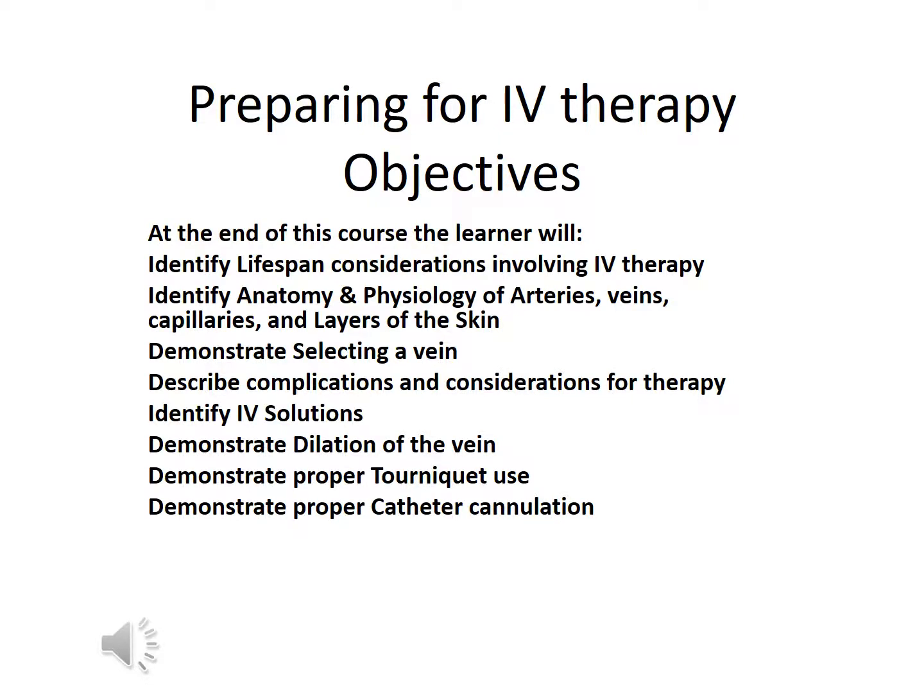Preparing for IV therapy. Our objectives. At the end of this course, the learner will identify lifespan considerations involving IV therapy, identify anatomy and physiology of the arteries, veins, capillaries, and layers of the skin, demonstrate selecting a vein, describe complications and considerations for therapy, identify IV solutions, demonstrate dilation of the vein, demonstrate proper tourniquet use, and demonstrate proper catheter cannulation.